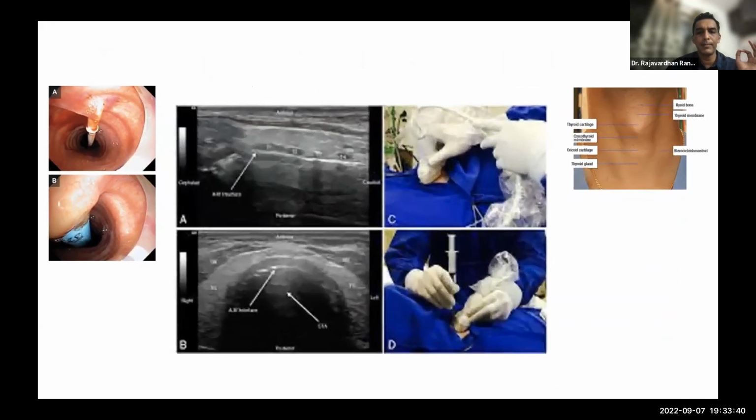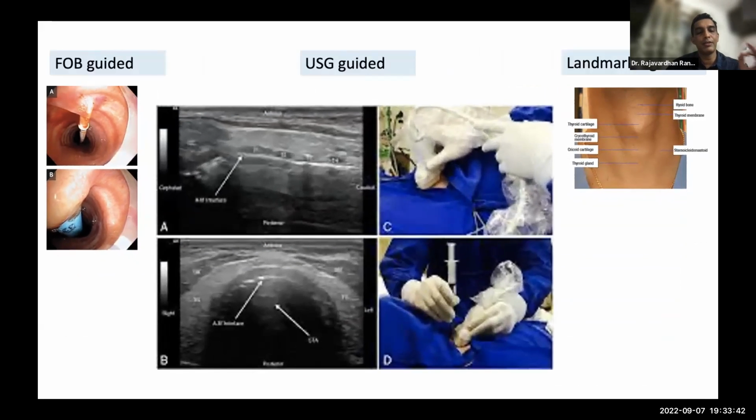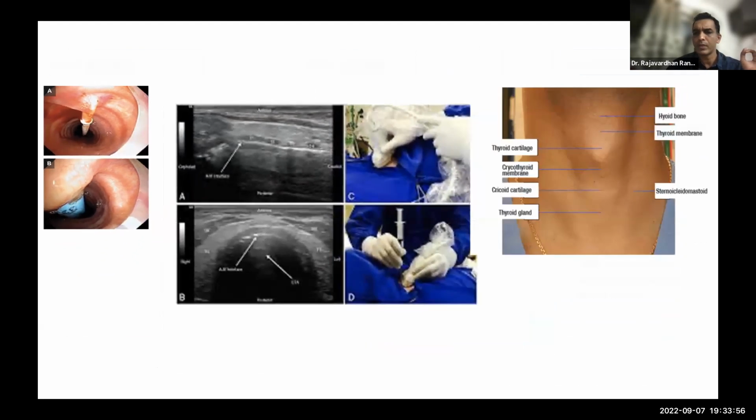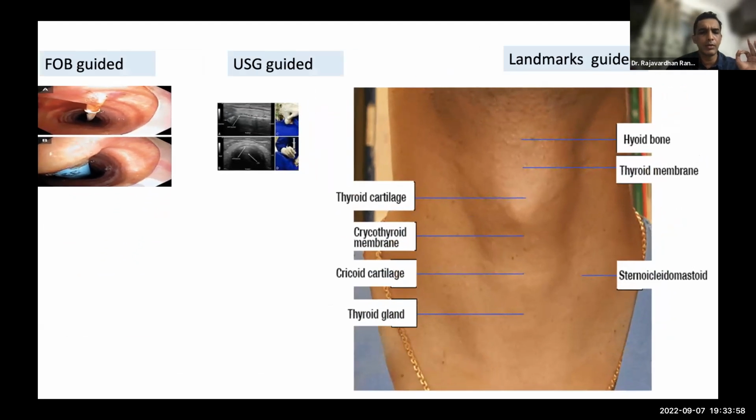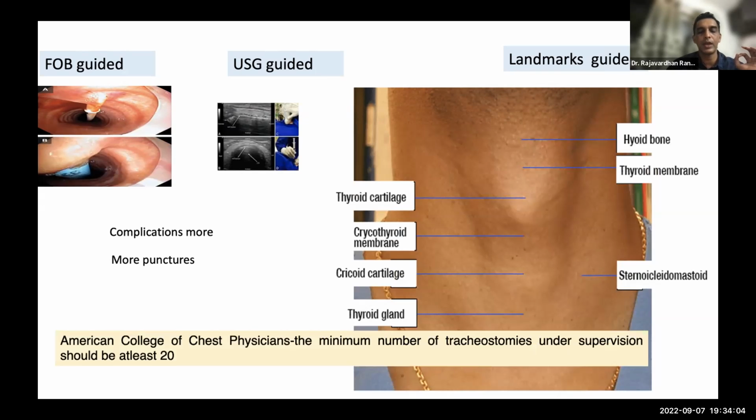Then USG guided, there is a lot of evidence, and it was made famous in our own Bangalore by Dr. Jose Chacko, and it is practiced in most of the hospitals in Bangalore. It is as safe as FOB guided. Major advantages are that it helps in identifying anatomy as well as any major blood vessels present in front of the trachea. Landmark guided is also okay, but the only thing is complication rates were more and more punctures were needed to get into the trachea.